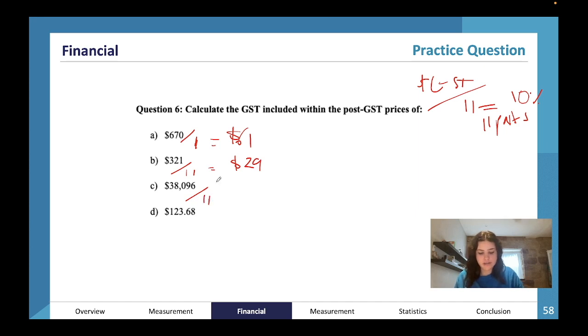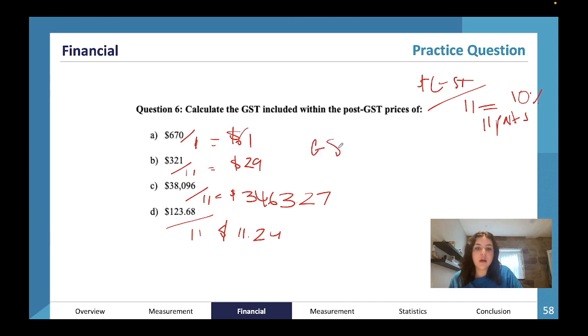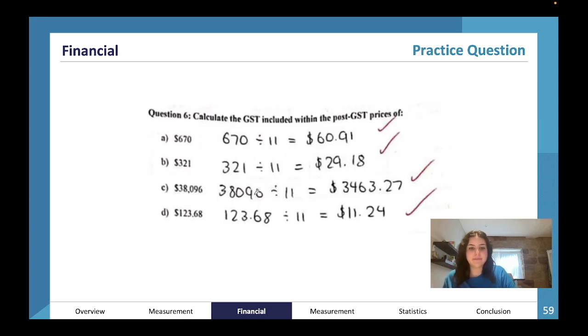$38,096. 38,096 divided by 11 gives me 3,463.27. And then 123.68 divided by 11 is $11.24. So we'll just go with $11.24. So this is the GST added into these prices. So you can find the original price by going with the cost. So 670 minus GST would be the pre-GST price. Apologies for the very shoddy handwriting.